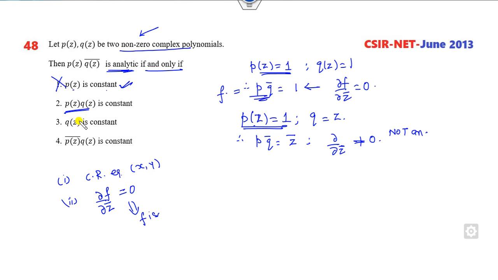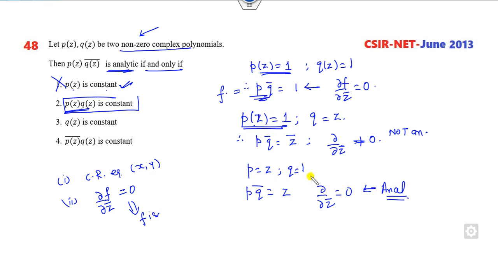Here p and q both are as given. How can you do that? I can reverse them. What is the meaning of that? What is p times q? This is z, and the partial derivative is 0, which is analytic. But you can see p times q is not a constant, so this option will also cancel out. What about this option? Again, if I look at this option, this is p times 1, which is not a constant, so this is cancelled out, although this is analytic. So the right option is only the third, the remaining one.